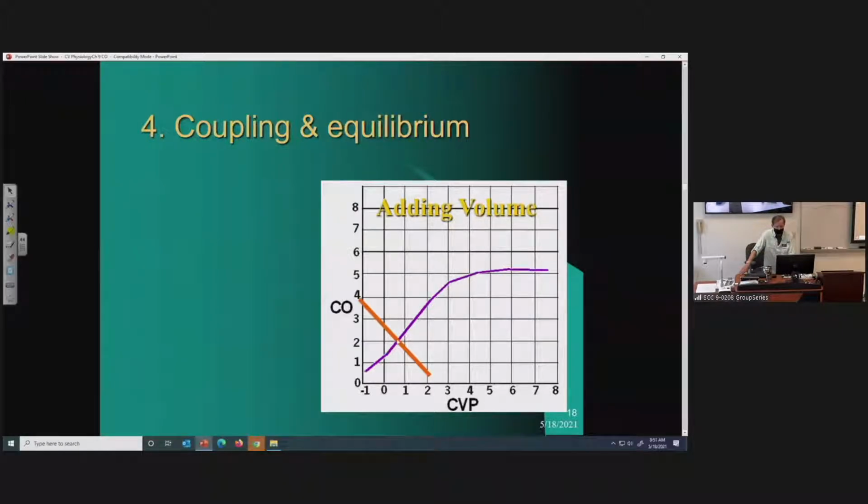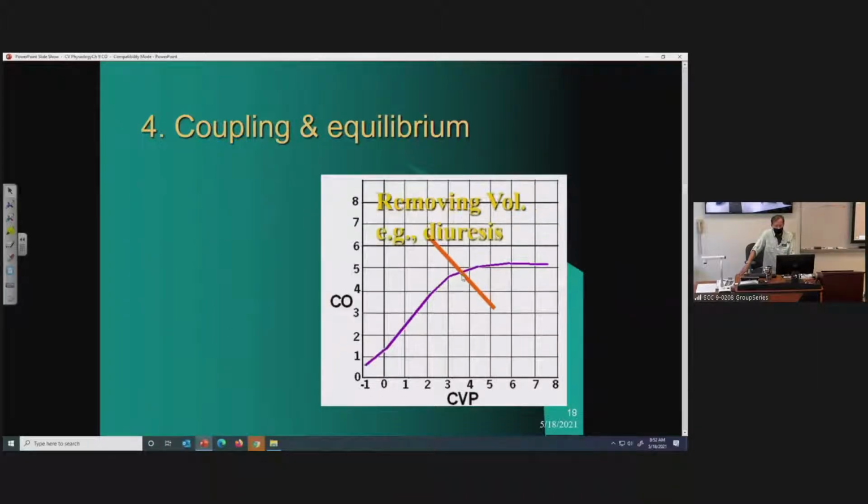So let's just say we start from this point. If we add volume, we're going to slide this volume curve up. Now that's a good happy equilibrium point. I like that. The cardiac output's 5 and the CVP's 4. This crossing point is where we're at right now on this patient. I like that. That's a happy place to be. That patient's in good shape.